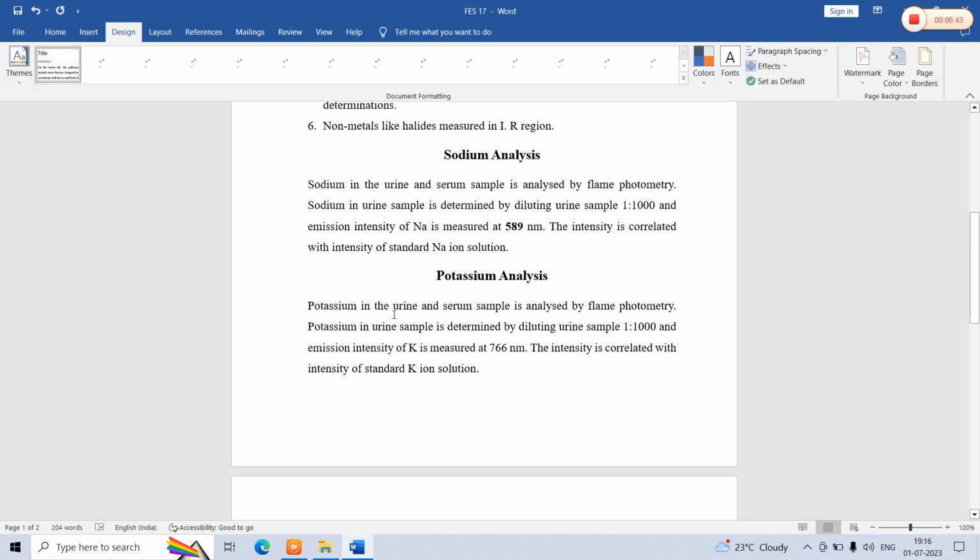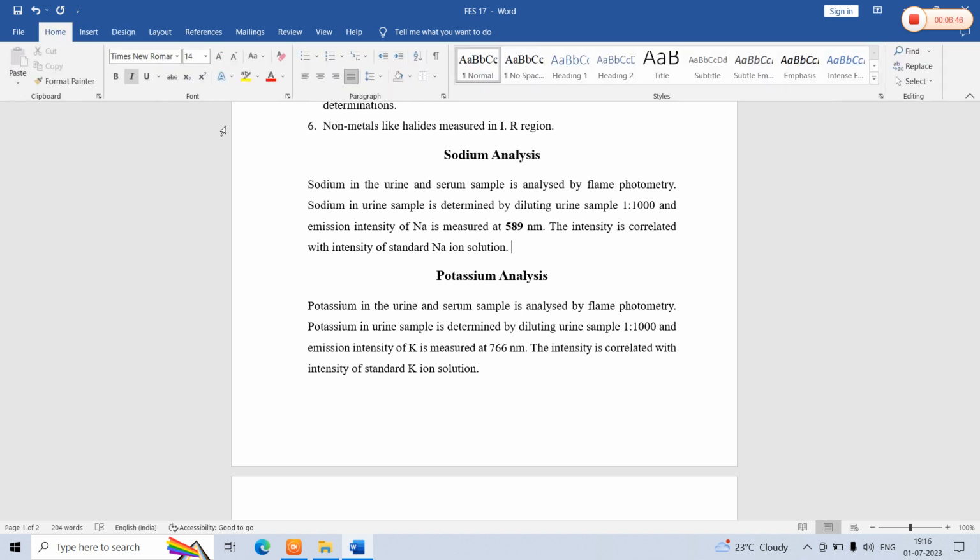Similarly, potassium is detected. Potassium in urine and serum samples is analyzed by flame photometry. Potassium in a urine sample is determined by diluting the sample 1:1000, and the emission intensity of potassium is measured at 766 nanometer. Potassium has a characteristic wavelength of 766 nanometer. The intensity is correlated with the intensity of a standard potassium ion solution.